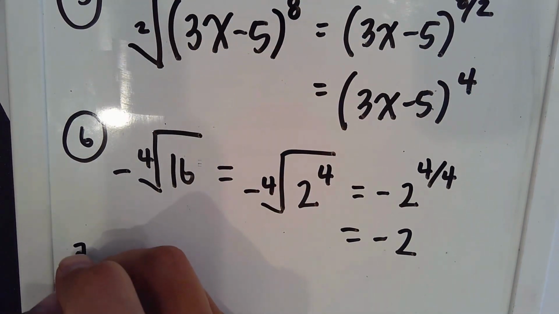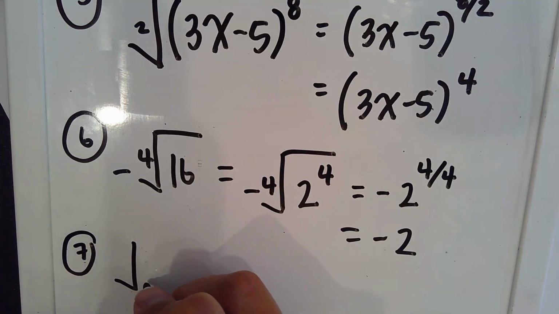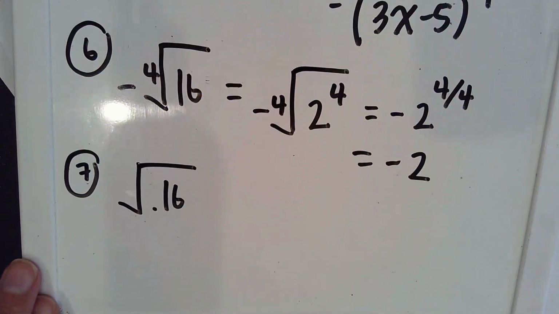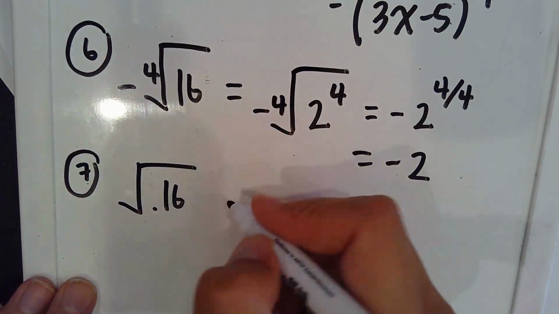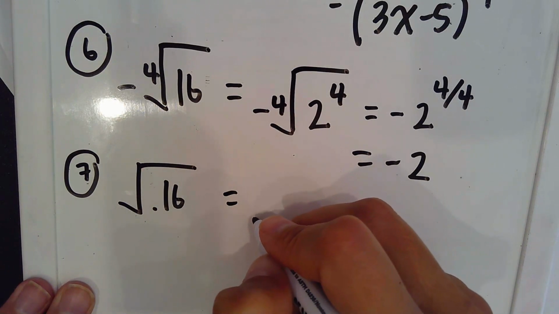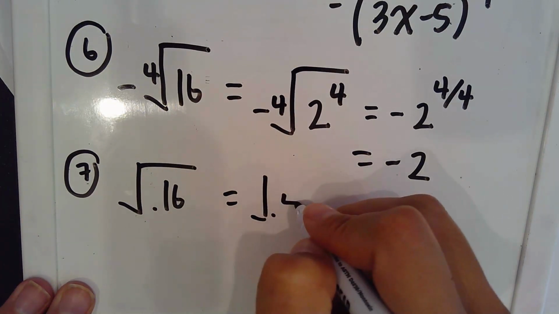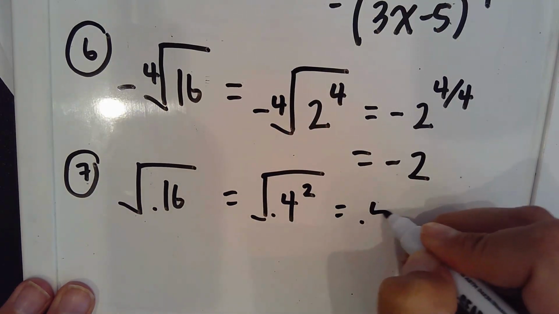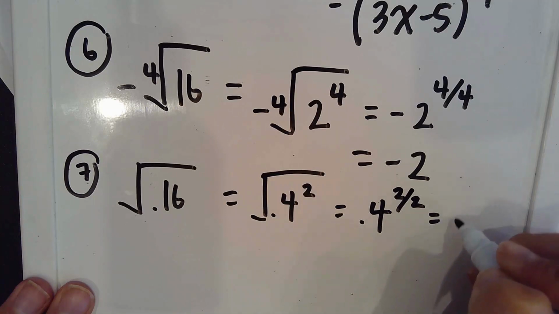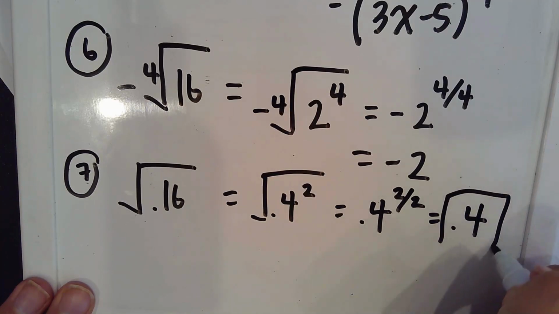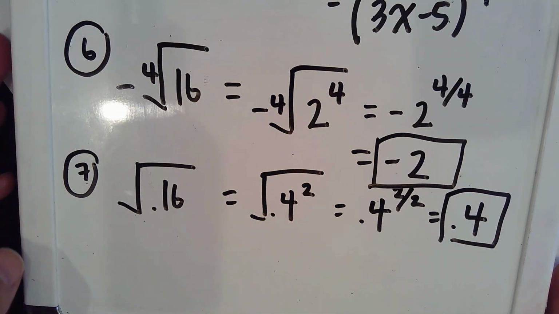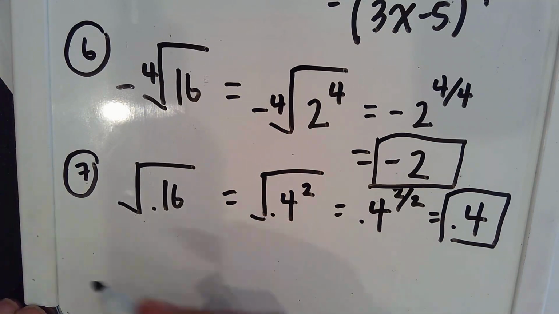Okay, what about this one? So I've got a square root of 0.16. That's a decimal here, so 0.16 right there. So 0.16 is the same thing as saying 0.4 squared, right? And the same thing happens here. So 0.4 squared divided by 2. So that's just going to be a 0.4. I'm trying to get you comfortable without using your calculator. So I don't want you to rely on your calculator when you're doing all this. Okay? Just don't rely on your calculator.